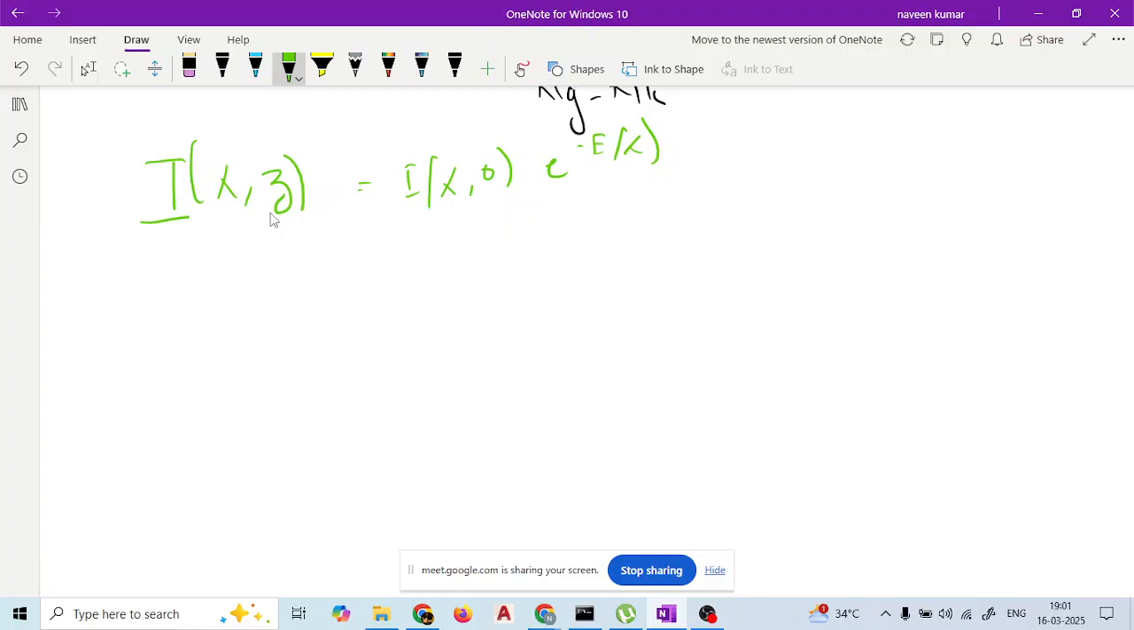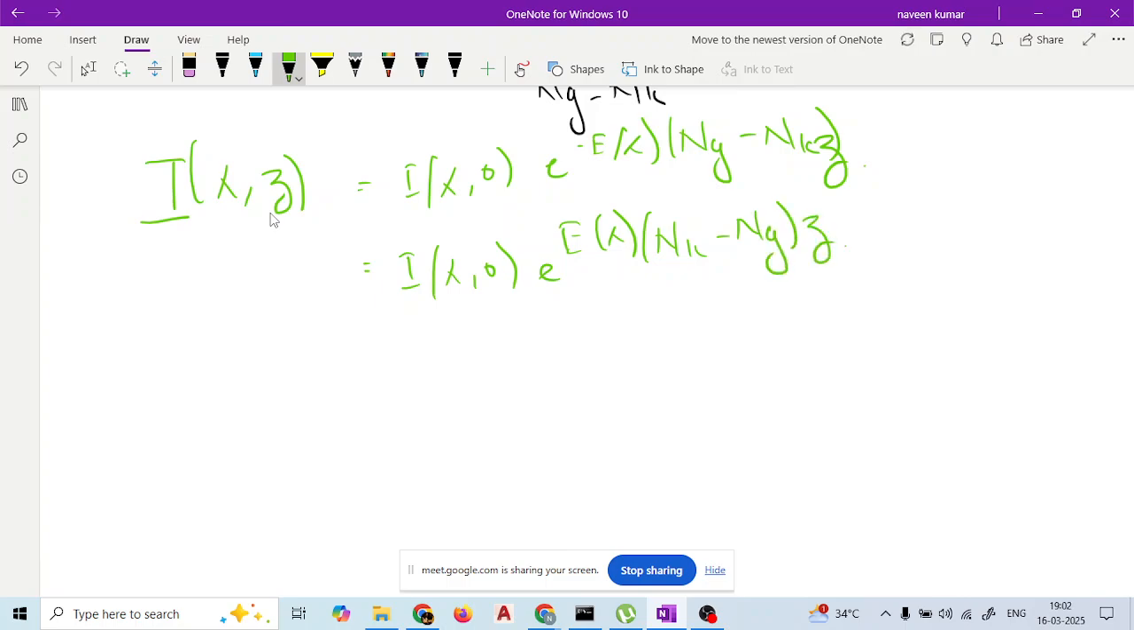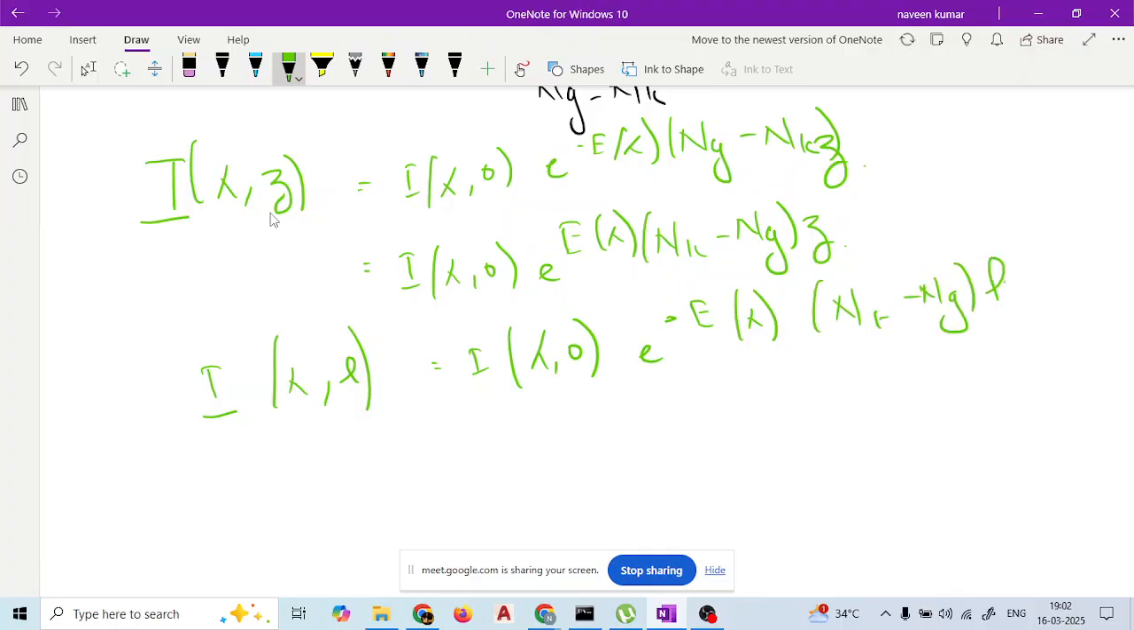The frequency, Ng minus Nk, lambda, Nk minus Ng, E minus, so this is the length of the medium.